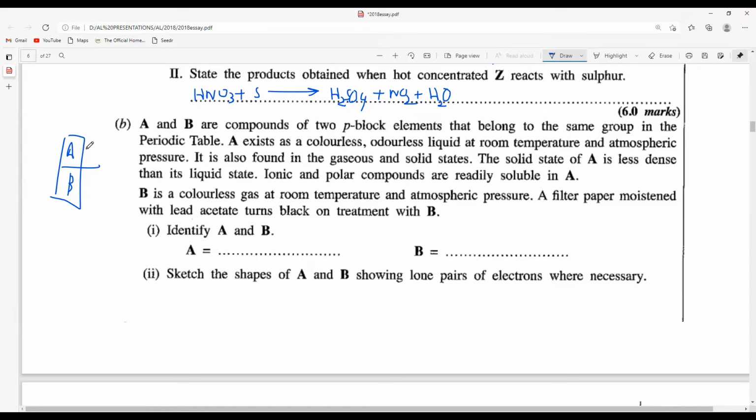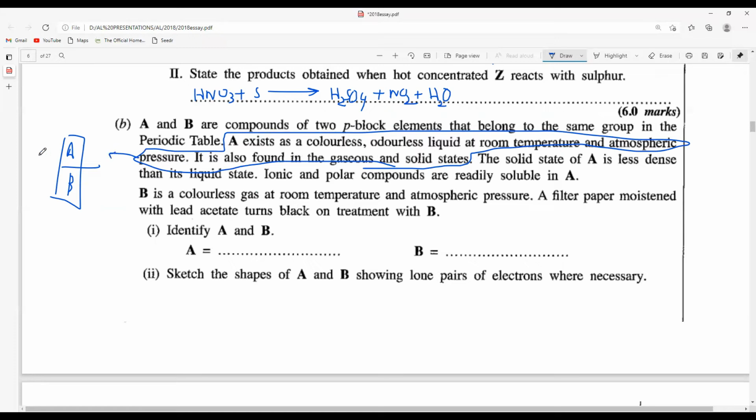So what do you think about that? Okay, so what are the liquids? So we have bromine liquid there. So yeah, it can be bromine. But this bromine is an element, and they are talking about compounds. So we have to elaborate more, right? Room temperature and atmospheric pressure. It is also found in the gaseous and the solid form. Okay, so this gives you the idea of some compound that is present at room temperature and pressure in the solid, the liquid, and the gaseous state.